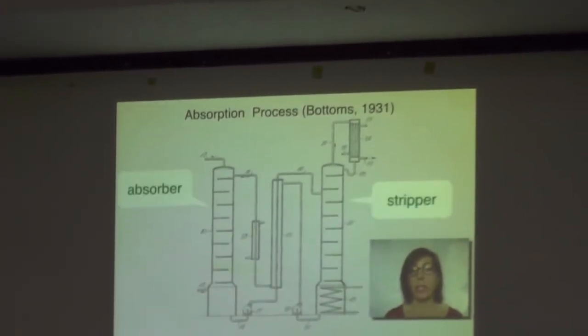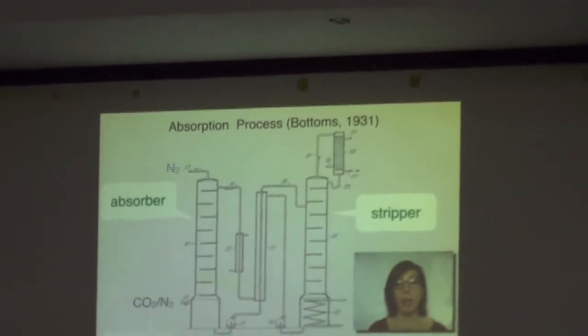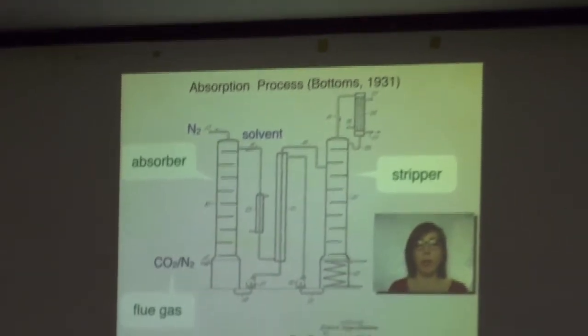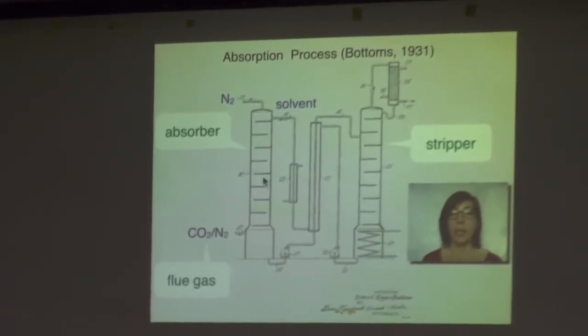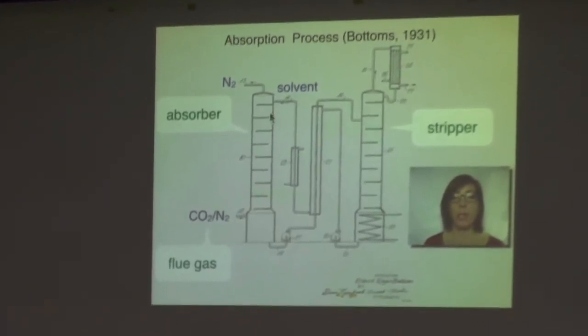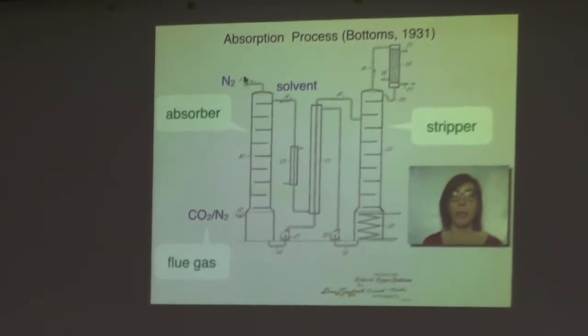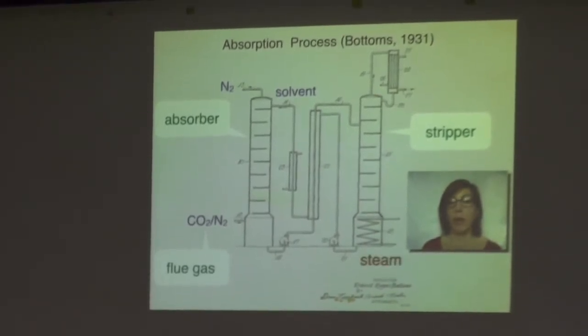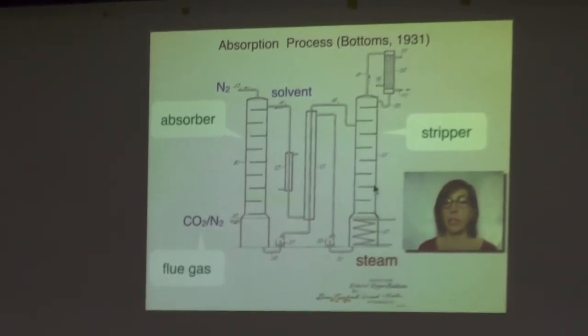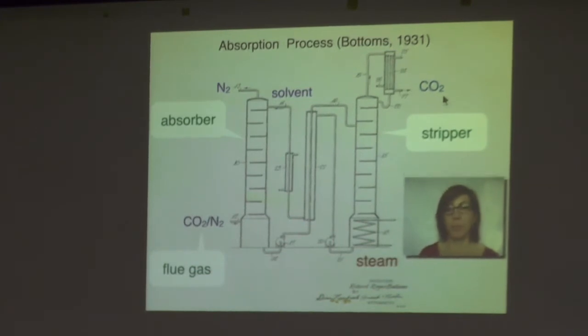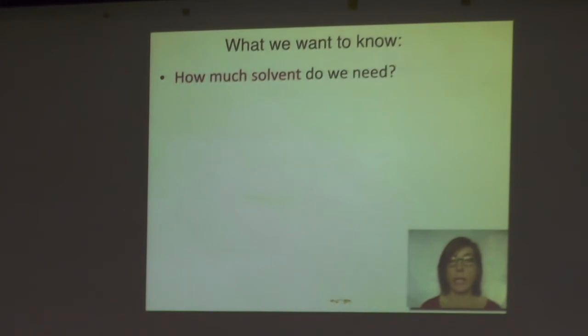We have two units, the absorber and the stripper, and we have flue gas coming in from a coal-fired power plant containing carbon dioxide. As it rises up the absorber, the solvent absorbs carbon dioxide, and we have mostly pure nitrogen coming out at the top. Over here in the stripper, steam is added to heat up the solvent and desorb the CO2, which comes out as mostly pure CO2.